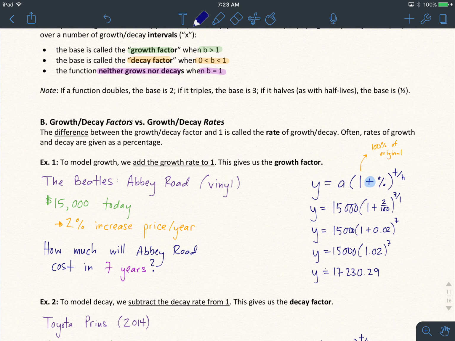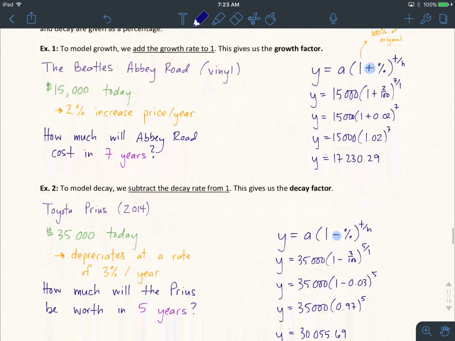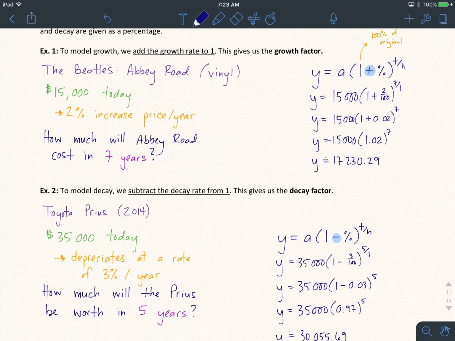You can either add a percentage like 2% with Abbey Road, or we could subtract a percentage like we did with the Prius. It has to be a decimal, and that's the important part there. So we need to convert 2%. We're not doing 1 plus 2 because that's 3, and that will give you tripling. We want to make sure that we are changing that percentage into a decimal before we add it to or subtract it from 1. And then we just do the calculation, same as before.